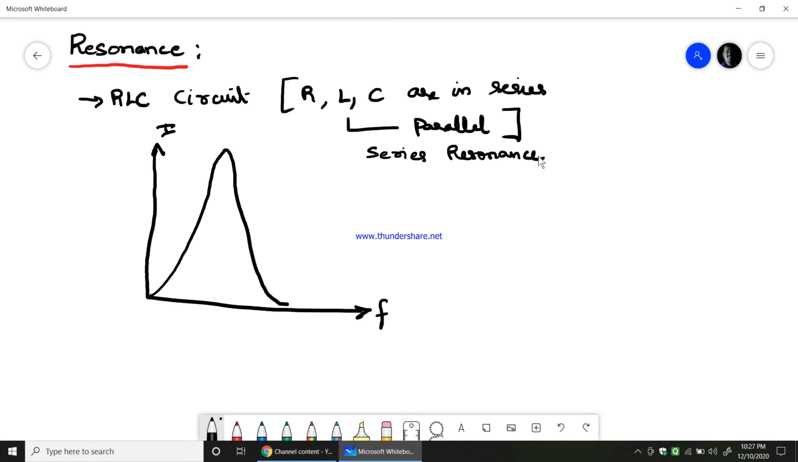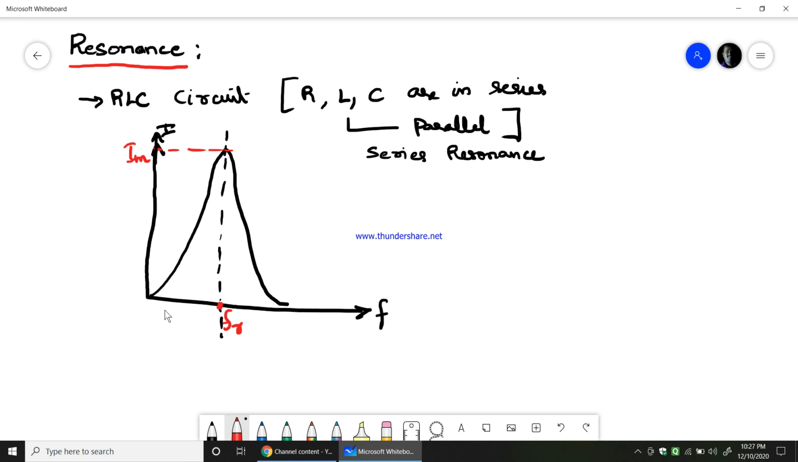Now why do we get this curve? In the mid part, the maximum current peak that we get is normally called Im. This is the peak value of current. The frequency at which this maximum peak current is obtained is the resonant frequency, so the maximum peak is obtained at the resonant frequency.